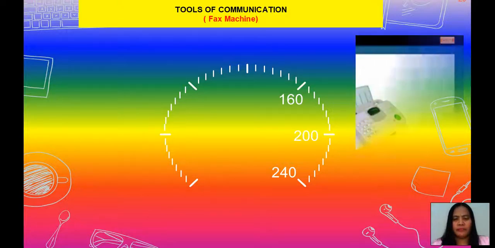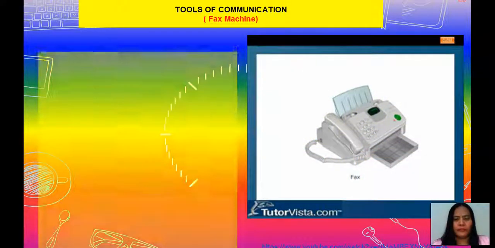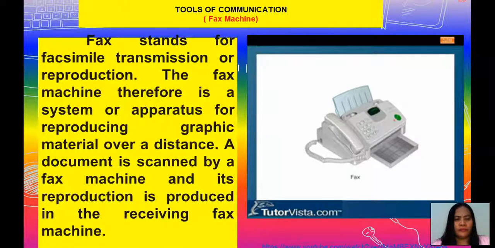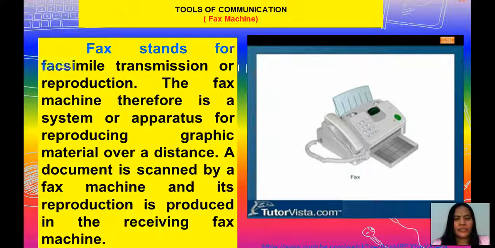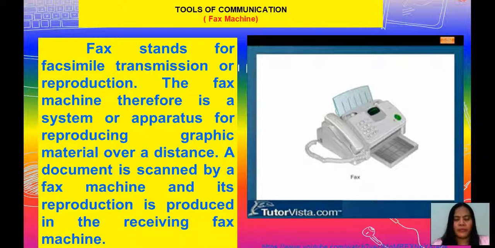Fax machine. Fax stands for facsimile transmission or reproduction. The fax machine, therefore, is a system of apparatus for reproducing graphic material over a distance. A document is scanned by a fax machine and its reproduction is produced in the receiving fax machine. Let's watch a supplemental video on fax machine.